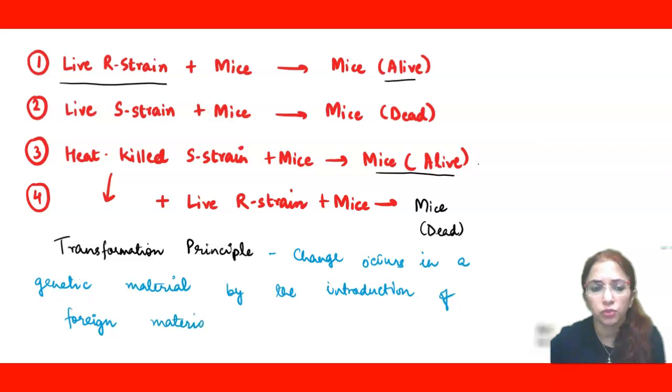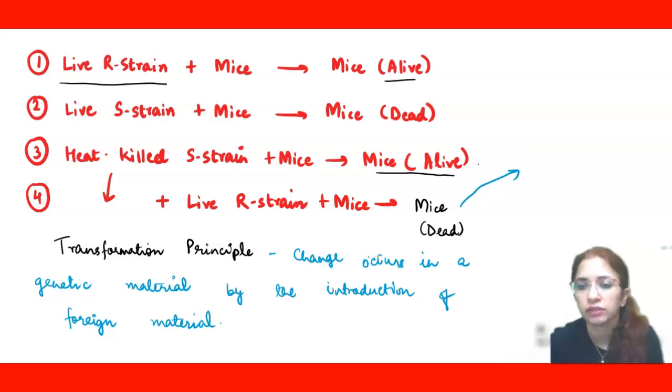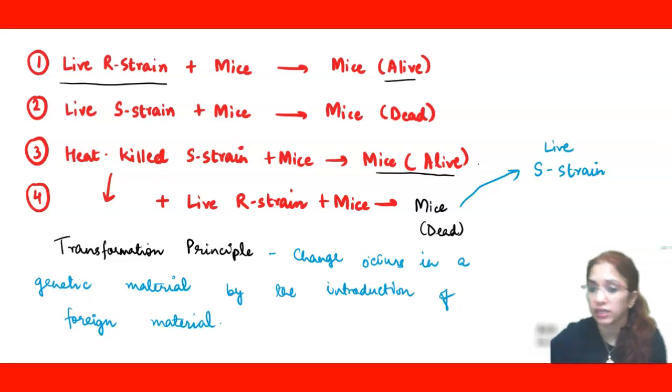Now Griffith was totally amazed, as I said, but one thing he did, he dissected the dead mice, and out of that dead mice he found the live S strain. This also left a question in his mind, but he was never able to give the name of the chemical that made this change.